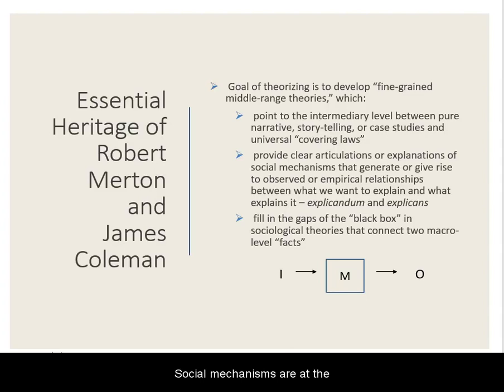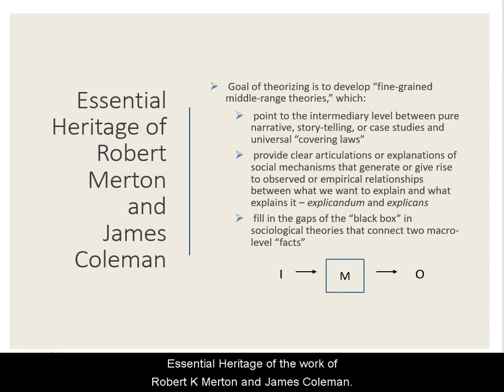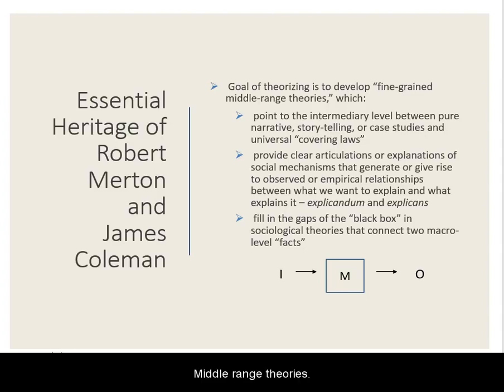The concept of social mechanisms is part of the essential heritage of the work of Robert K. Merton and James Coleman. For Merton especially, the goal of theorizing is to develop fine-grained, middle-range theories which point to the intermediary level between pure narrative, storytelling, or case studies, and those universal covering laws that seek to provide broad causal explanations at an abstract level.